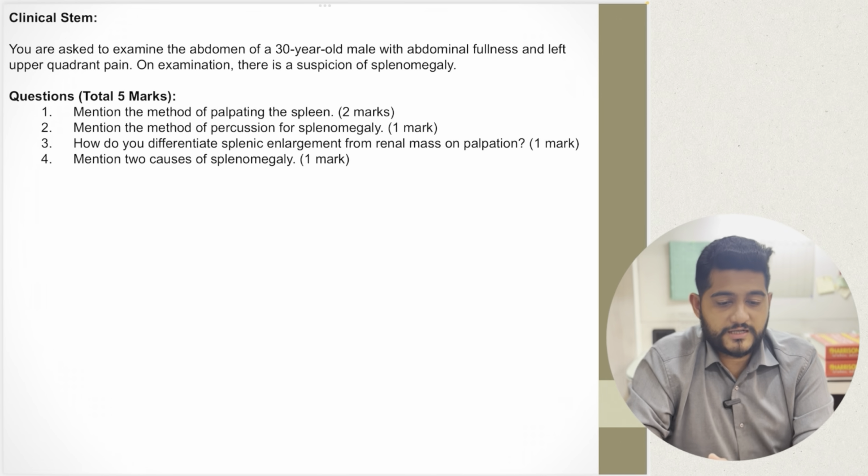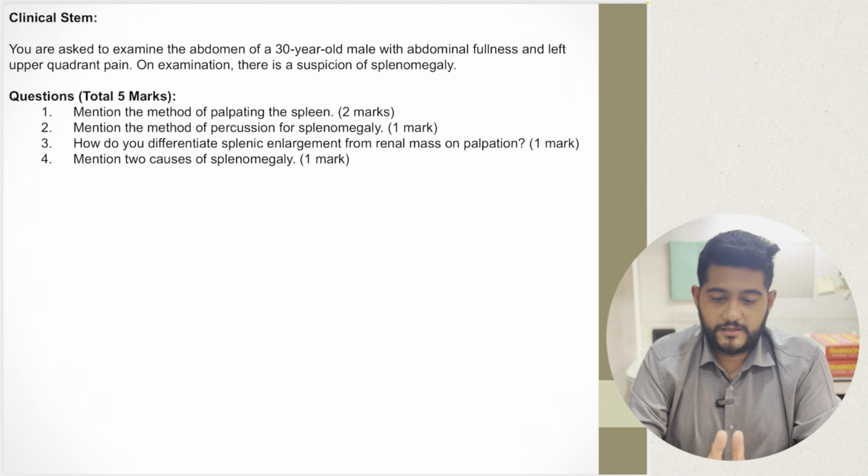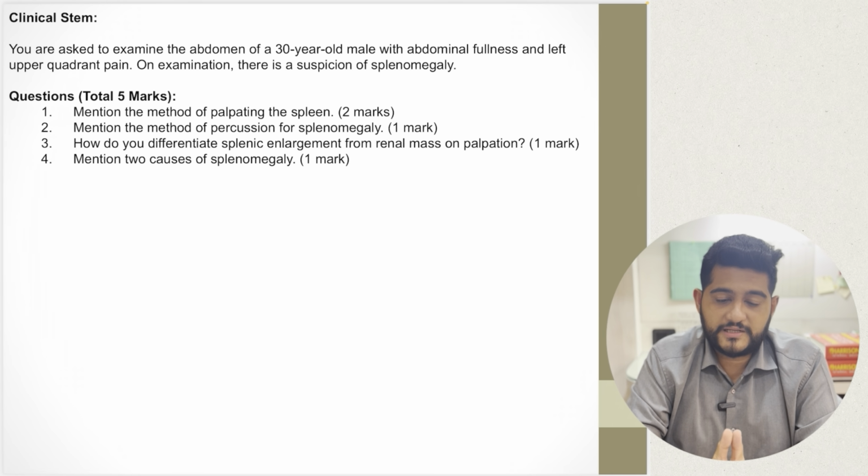Then the next question: you are asked to examine the abdomen of a 30-year-old male with abdominal fullness and left upper quadrant pain. On examination, there is suspicion of splenomegaly. Mention the method of palpating the spleen. Mention the method of percussion for spleen. How to differentiate splenic enlargement from renal mass, and mention 2 causes of splenomegaly.